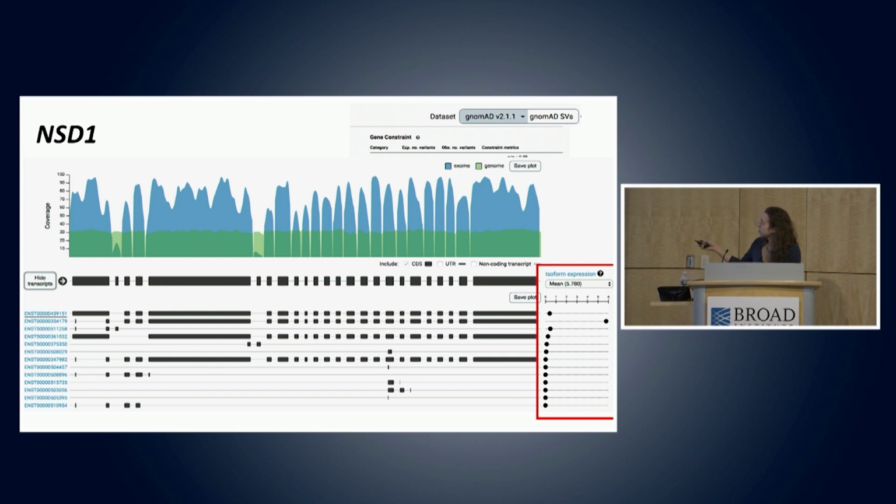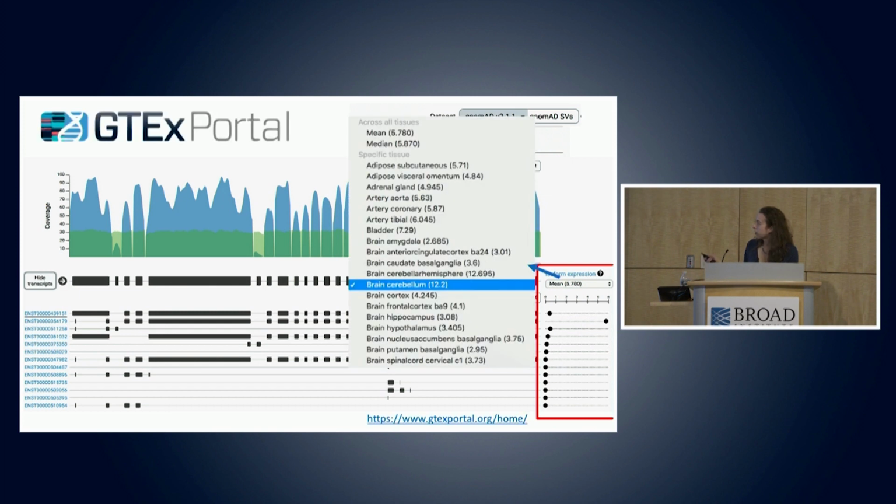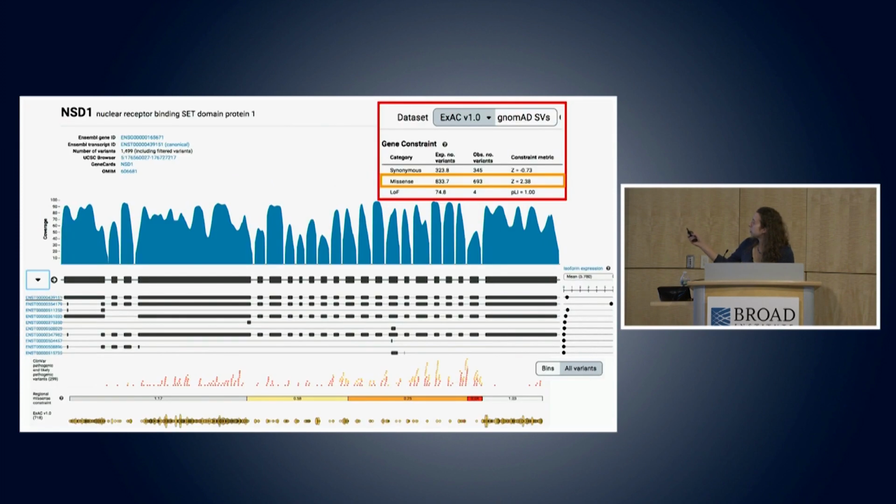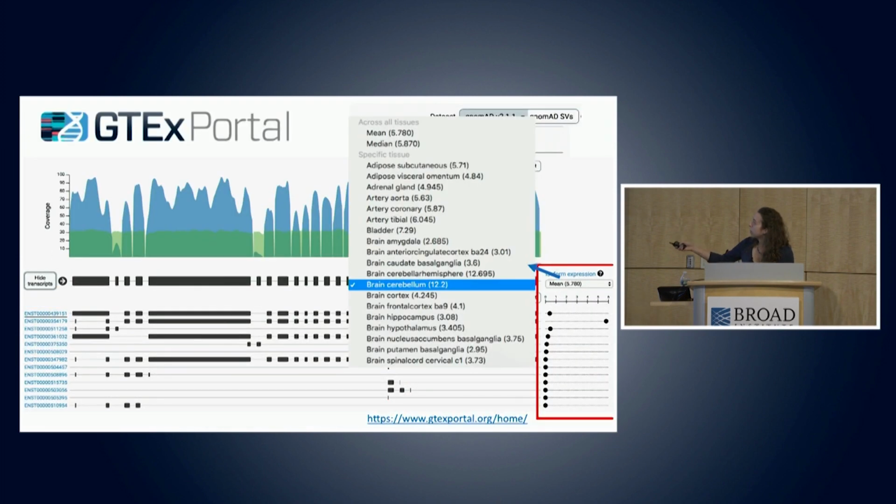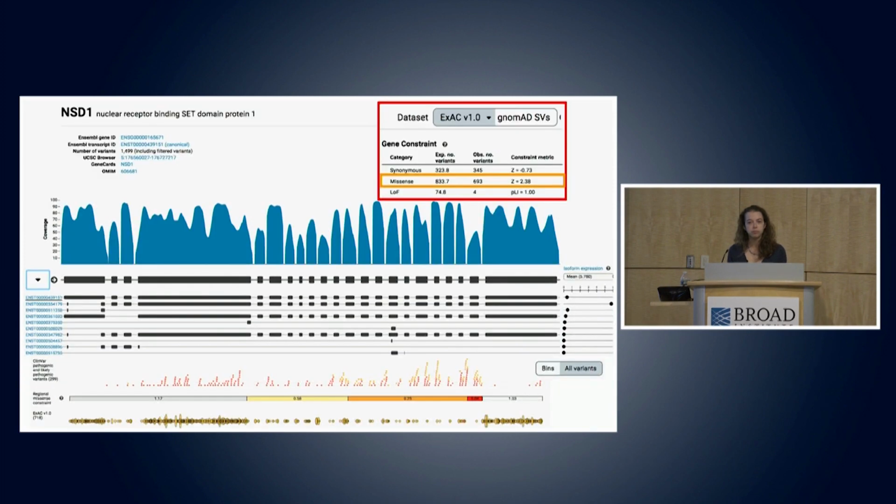So here we have expression of each of these transcripts. You can see one is very highly expressed and the others are more lowly expressed. That is all from GTEx, which I'll talk a little bit more about at the end. This is the mean expression here, and if you click on that, you can pick your area of interest if you're interested in a specific region or tissue type. Another thing you can do, we have these drop-downs here. You can actually go to the original ExAC data.